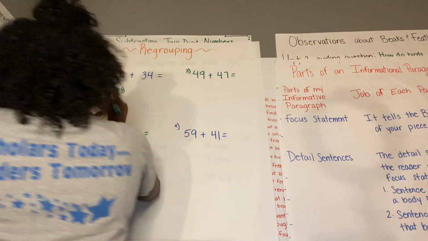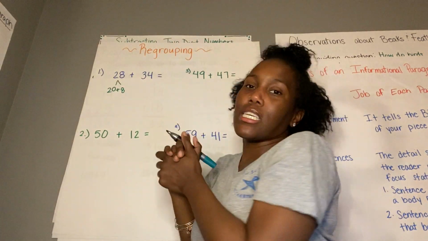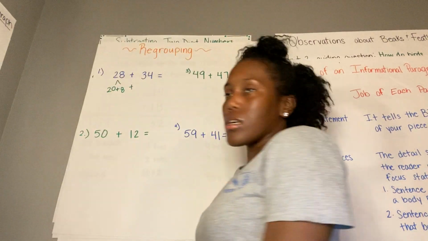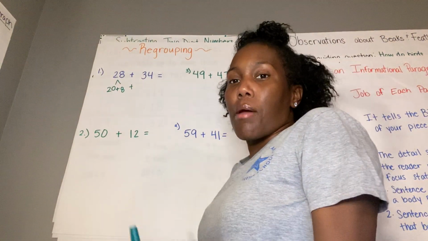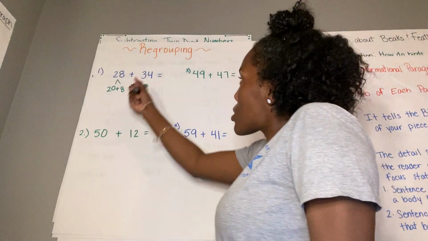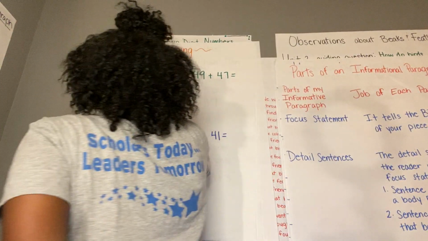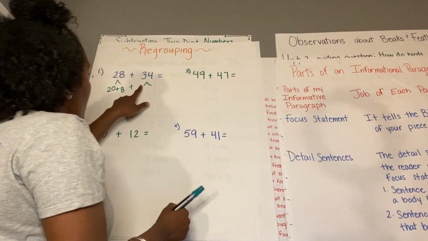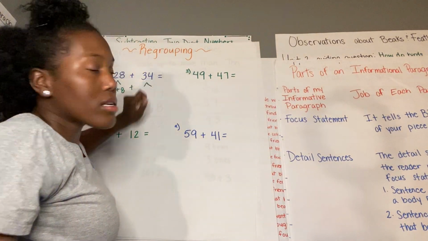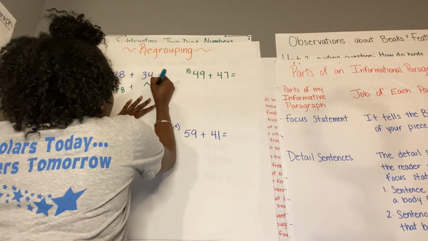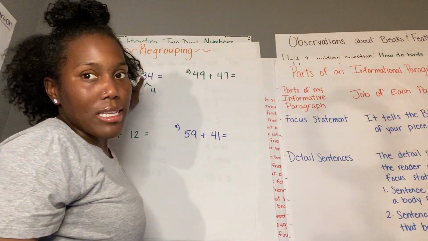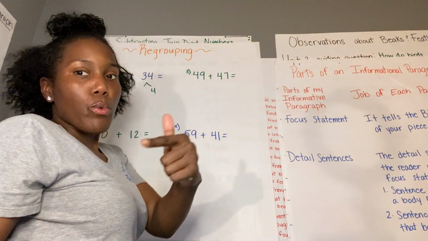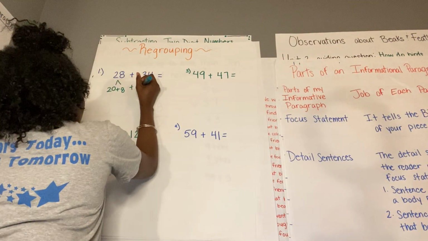So now my problem is 20 plus 8. And then I'm going to keep that plus sign there. And I'm going to do the same thing for this number, for 34. So I'm going to start with the ones place again. And my 4 is 4 ones, so I'm going to bring that down. And what does my 3 represent? It represents 3 groups of 10, which is 10, 20, 30. So I'm going to write that there.